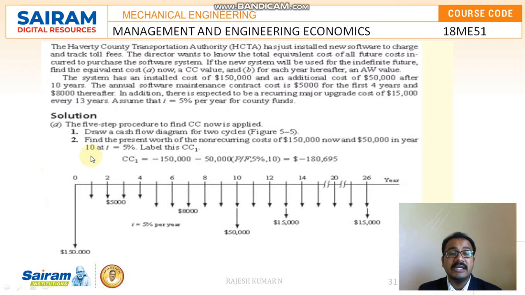And the second thing is we need to find the present worth of the non-recurring cost of $1,50,000 now, and $50,000 in the 10th year, at 5% interest. So let me substitute $1,50,000 as I invested, and $50,000 at the 10th year also invested, at an interest rate of 5%. So I'll be getting $1,80,695.